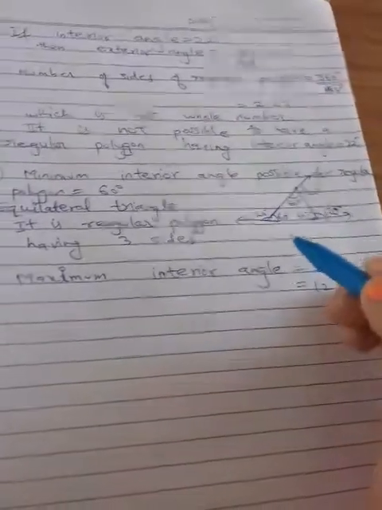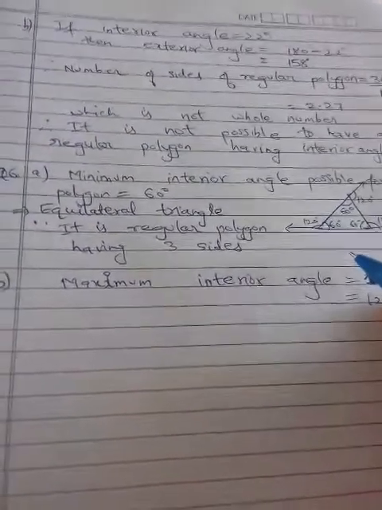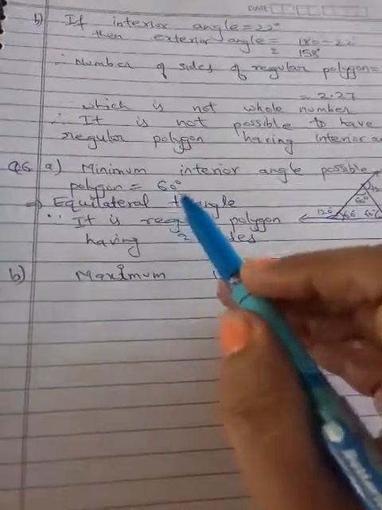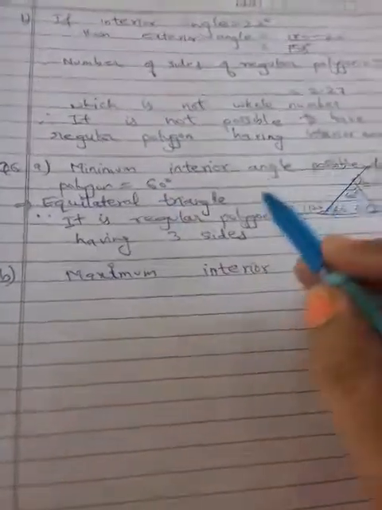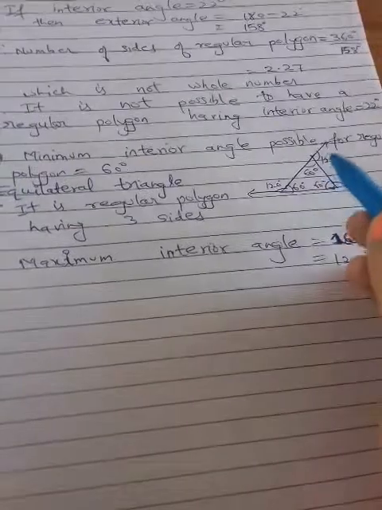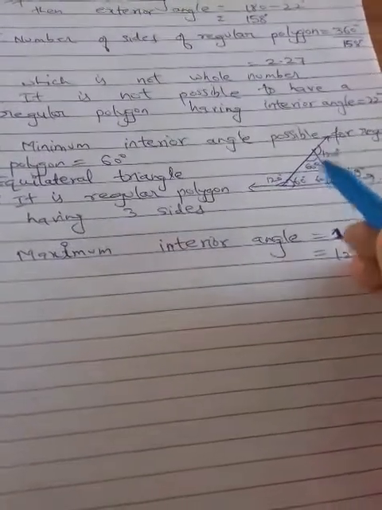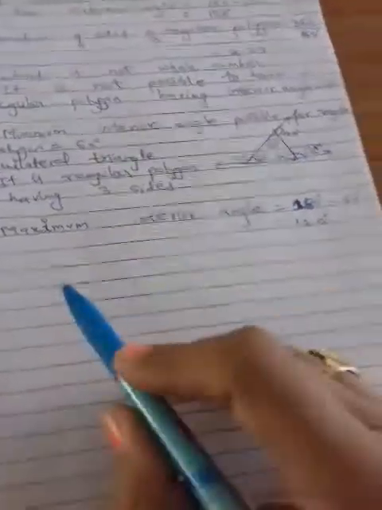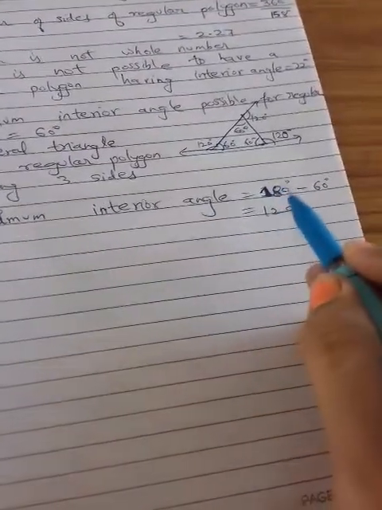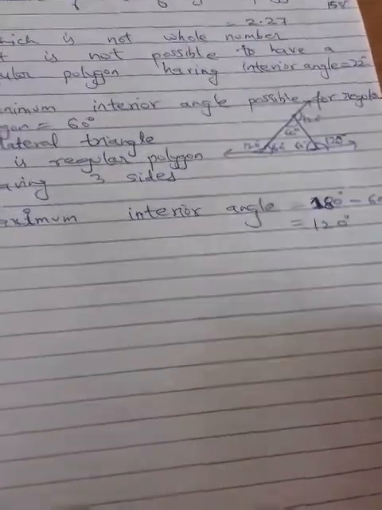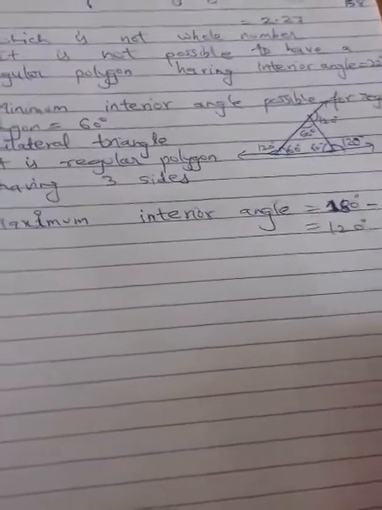Again, the next part is, what is the maximum exterior angle possible for a regular polygon? If 60 degrees is the minimum interior angle, then its exterior angle will be maximum. So the exterior angle can be found by 180 minus 60. So it will be 120. So the maximum exterior angle is 180 minus 60, that is 120. Again, it is of an equilateral triangle.